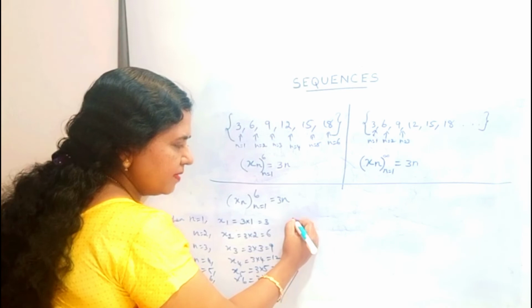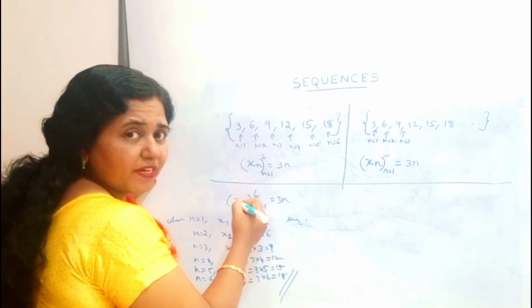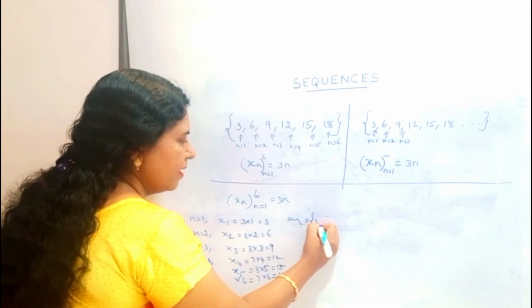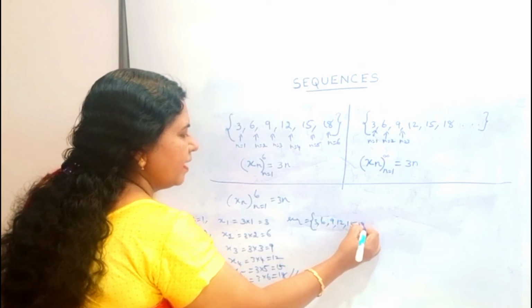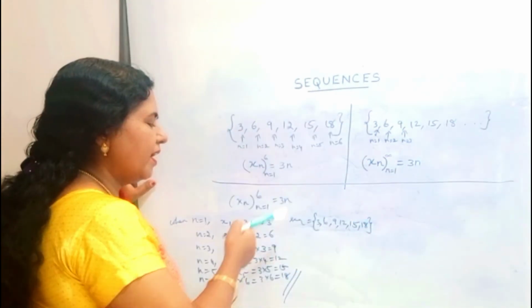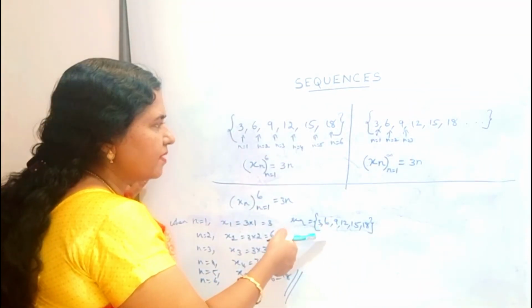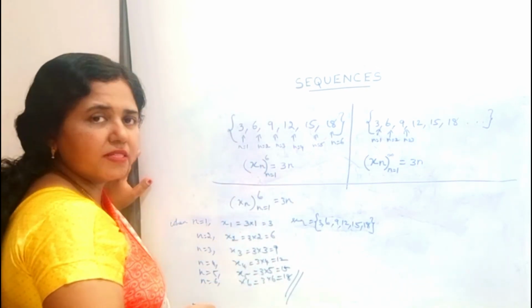Now next step is the sequence corresponding to the given expression for terms. It is 3, 6, 9, 12, 15 and 18. So in this way, if the general expression is given, we can bring out the sequence. If the sequence is given, we can bring out the general expression from that sequence also.